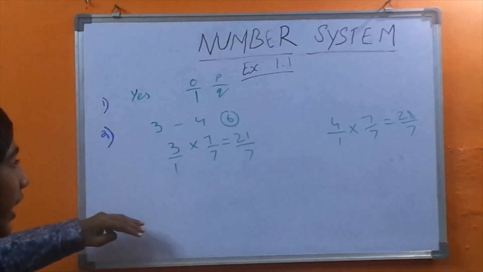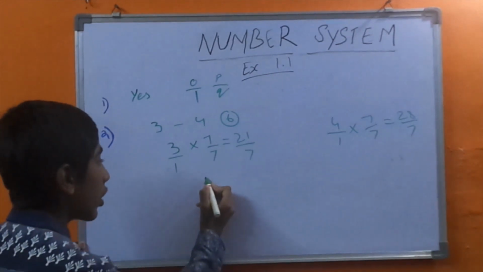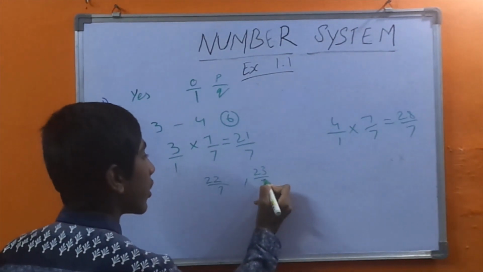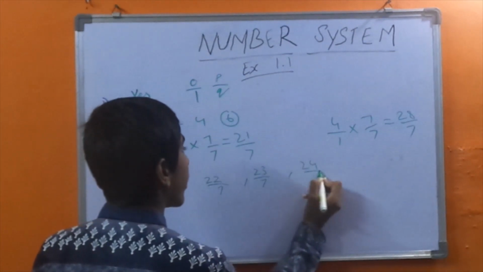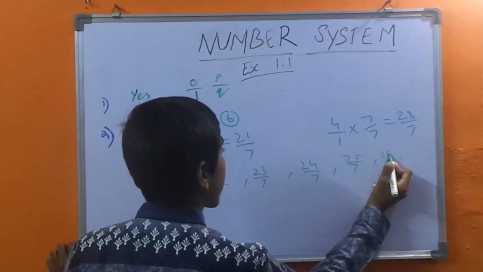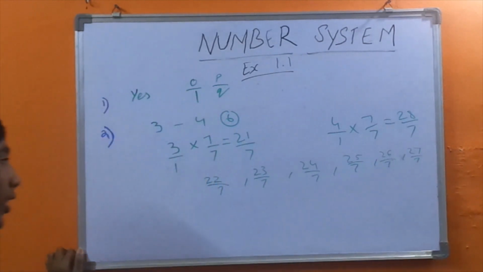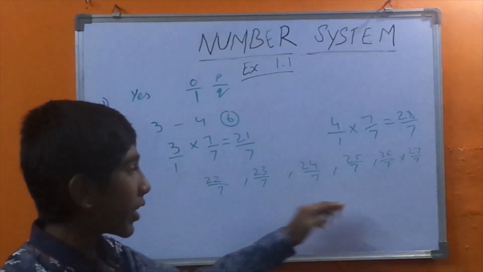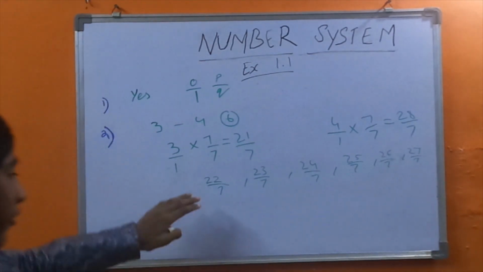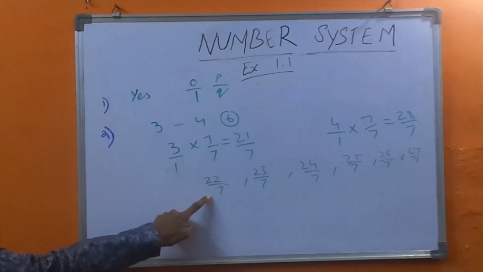Now, we can find exactly 6 rational numbers between 3 and 4. They are 22 by 7, 23 by 7, 24 by 7, 25 by 7, 26 by 7, 27 by 7. These are the rational numbers between 3 and 4. Hey, did you find out? One rational number between 3 and 4 is 22 by 7, which is pi.